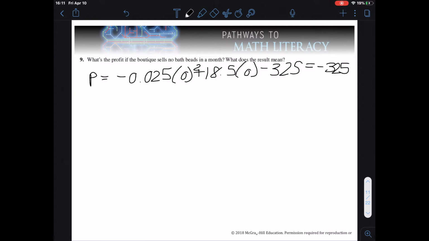If you don't sell any jars, there's no way you can make revenue, and you're not losing money off of the cost per jar. So if they sell no bath beads, we lose $325 in those fixed costs.